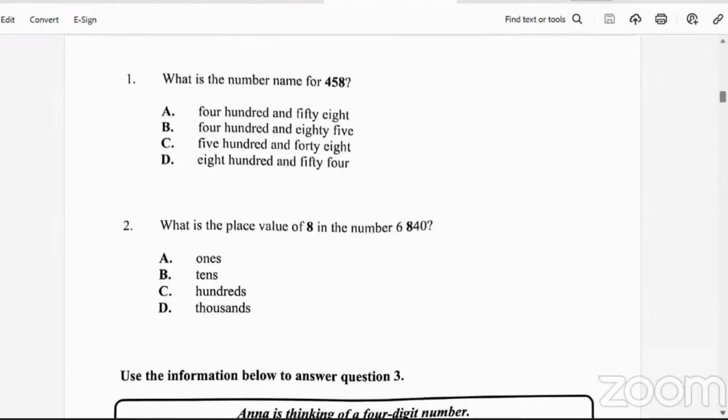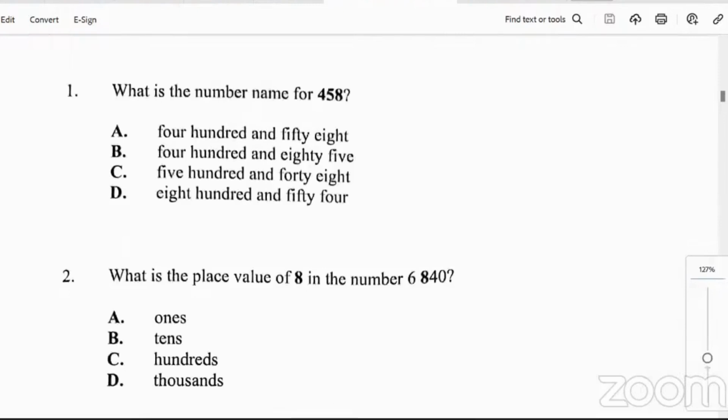All right, so here's question 1. What is the number name for 458? Is it 458, 485, 448, 854? The correct answer is A, 458.